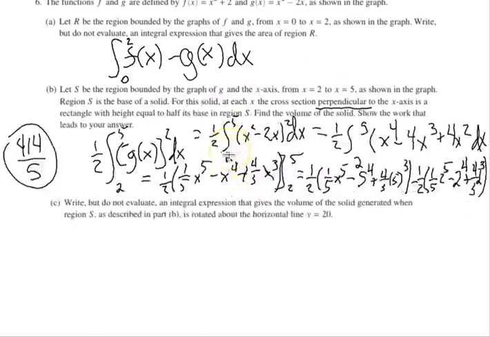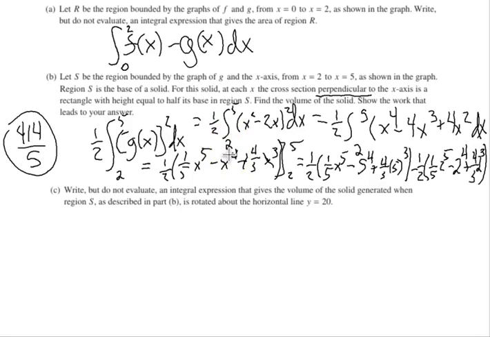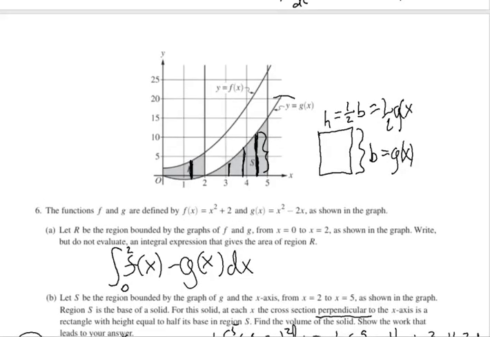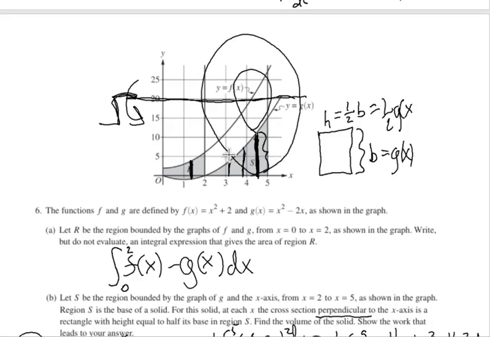Okay, so on to number 6C rather. Write but do not evaluate an integral expression that gives the volume of the solid generated when S, as described in part B, is rotated about the line y equals 20. So we're doing a line here. Okay. If you imagine a handle on here and we're going to spin it, we're spinning region S, so I'm going to take this slice and spin it around the curve. We're going to get a washer.